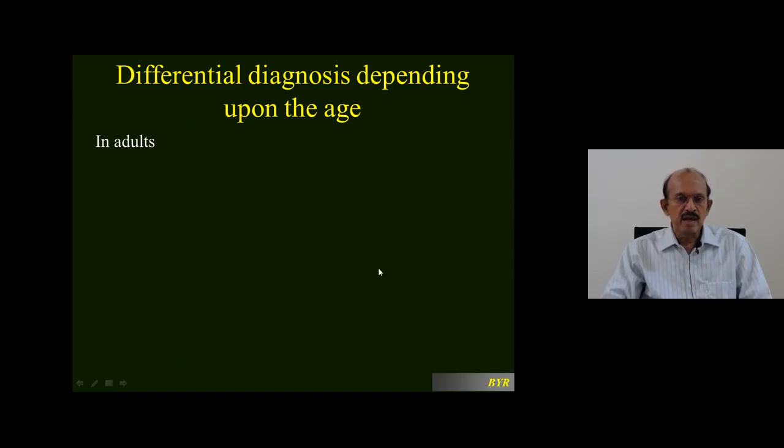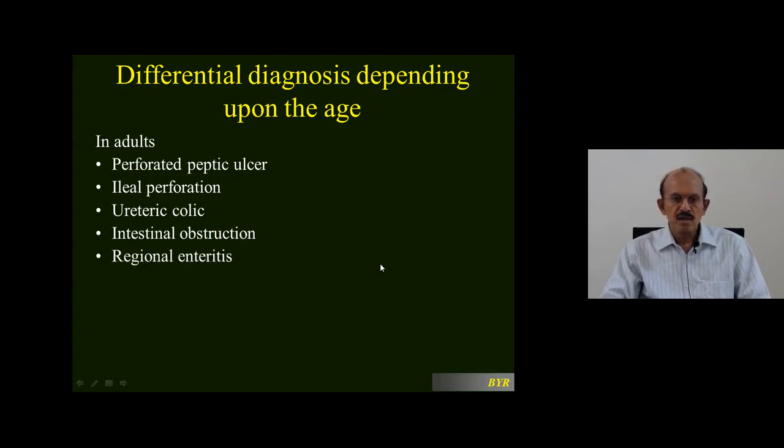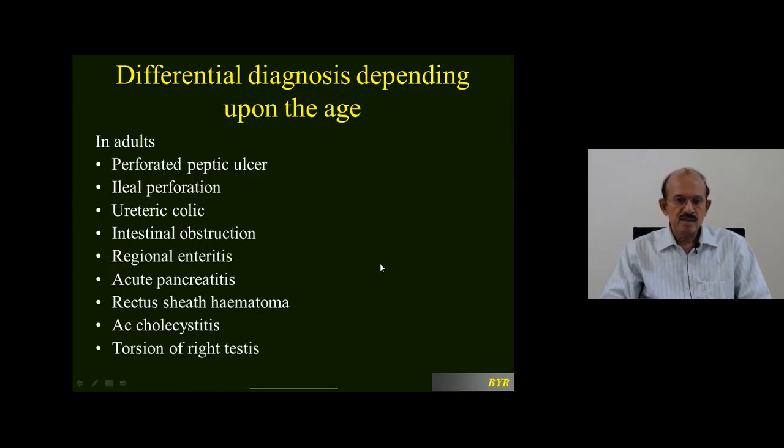Then the differential diagnosis depending upon the age of the patient. If it is an adult, what is the differential diagnosis we should consider? Perforated peptic ulcer, acute cholecystitis, ileal perforation, ureteric colic, intestinal obstruction, regional enteritis, acute pancreatitis, rectus sheath hematoma, torsion of the right testis. The differentiating points we have already learned in the previous class. Can you tell me one of the common causes of ileal perforation in our country?